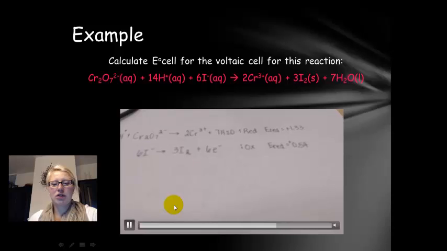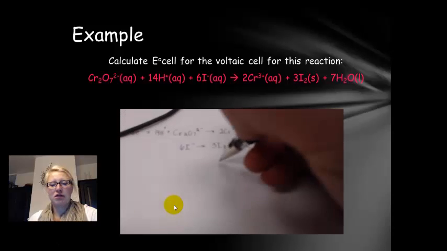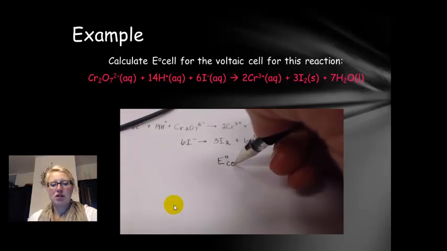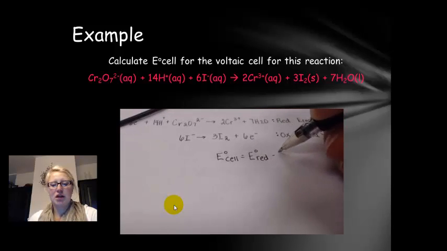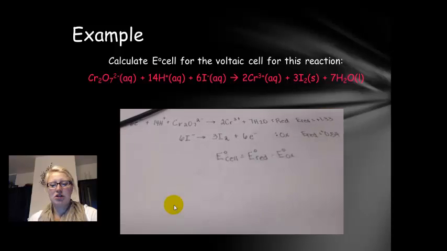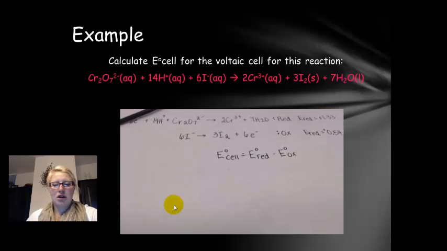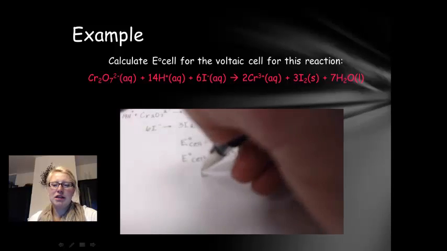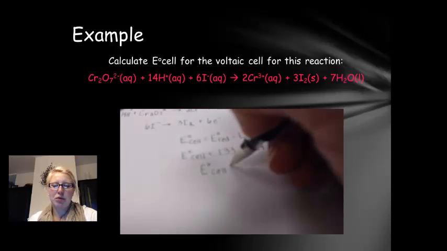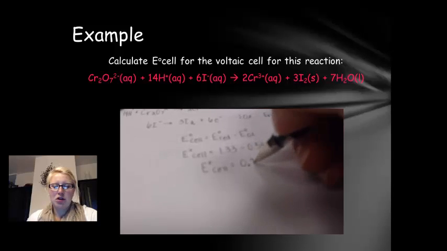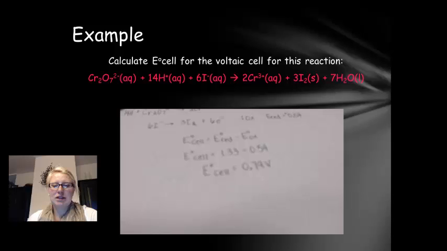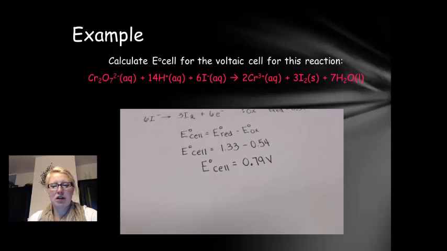Now all we have to do is plug them into the formula for the standard reduction potential of a cell. So E cell is equal to the E of the reduction minus the E of the oxidation. So E cell is equal to 1.33 minus 0.54, which gives us 0.79 volts. So these two half cells, if you hook them up with a voltmeter, the voltage will read 0.79 volts across that wire.